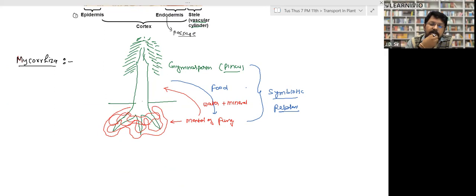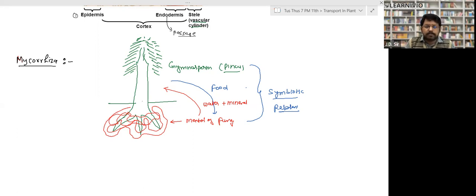Larger plants, like the gymnosperms, like Pinus and Cycas and all that, have roots that are weak in water absorption. Angiosperms are very strong in water absorption. That's why angiosperms are found in all kinds of habitat, everywhere. They are found in ice, in desert, in water, on land, everywhere.